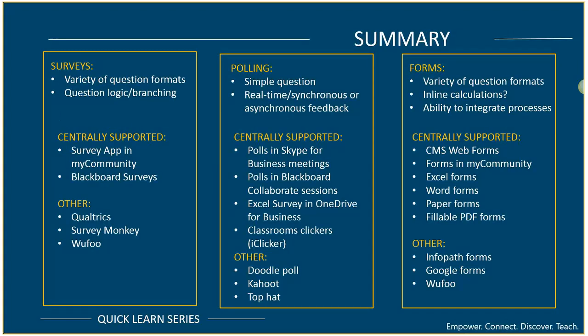So I have the summary here. I boiled it down. Surveys, polls, forms, those options that are centrally supported. The options that are other are usually not centrally supported. Also in the realm of polling, there are iClickers for the classrooms that are usually used with academic courses. Some academic courses are using Top Hat to do that classroom response kind of thing. There's also a free one called Kahoot that I used in a training here on campus that someone else provided. So lots of different options out there. I'll make sure you have these slides as well so you can refer to them.